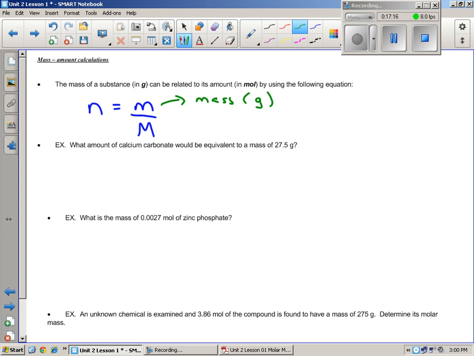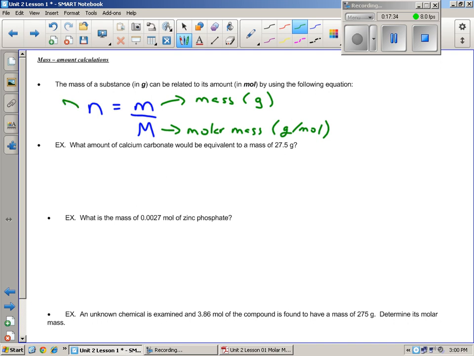Big M is the molar mass, and that's represented as grams per mole. Those are the units that go with that. And N refers to the amount.